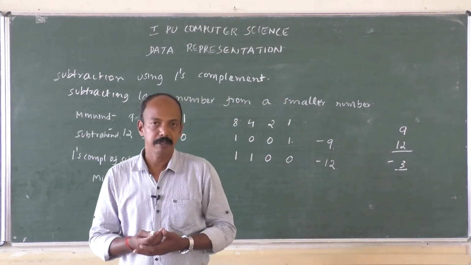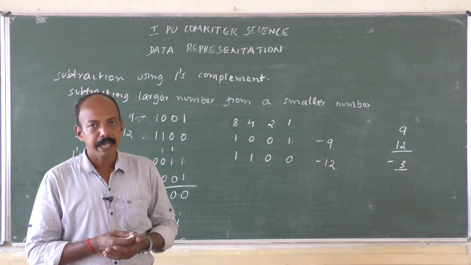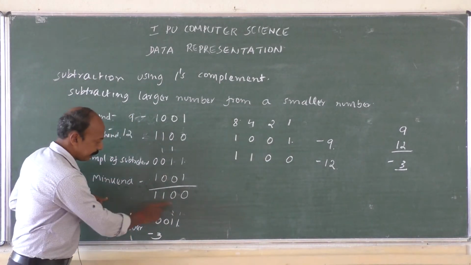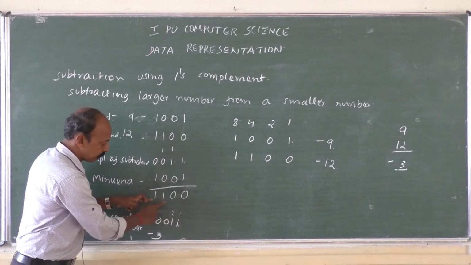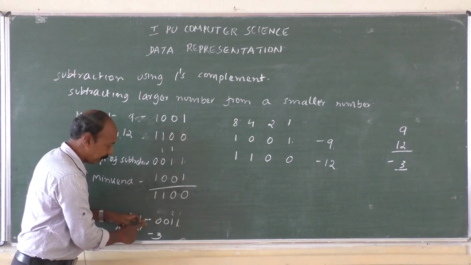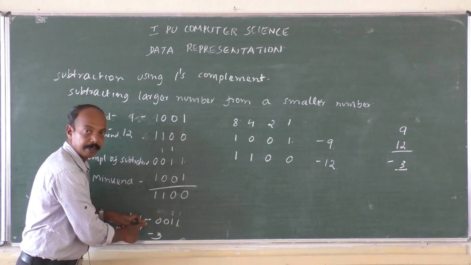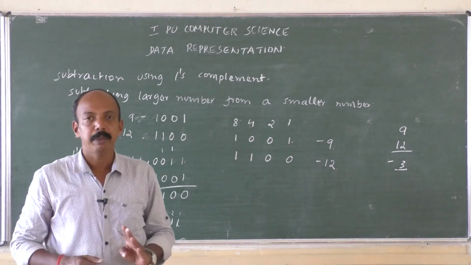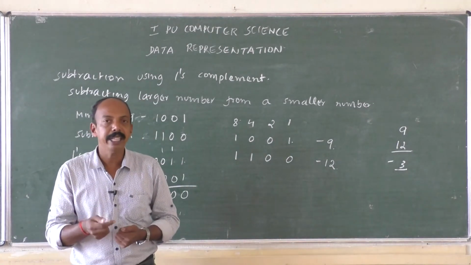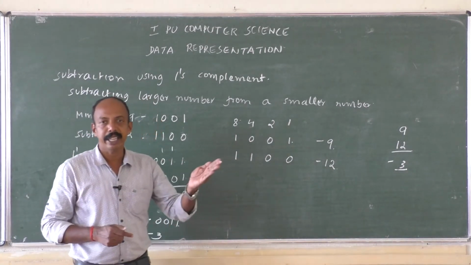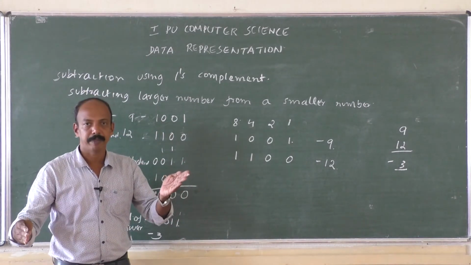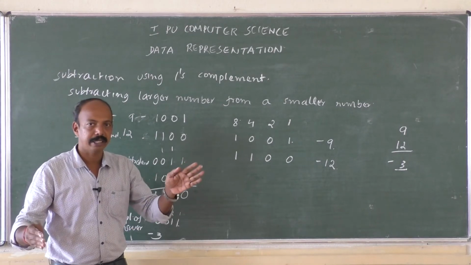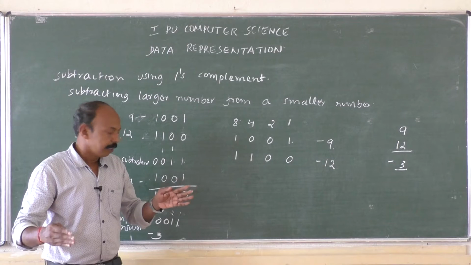So how is it different from the previous case? When we are subtracting a larger number from a smaller number, after getting the answer, we have taken the 1's complement of the answer and we have placed the negative sign in front of that. Recall the previous one. After taking 1's complement of the subtrahend, when we added it to the minuend, we had an end around carry. That end around carry we added to the LSB, right? Once we have added 1 to the LSB, that carry we have discarded. That will be the final answer.